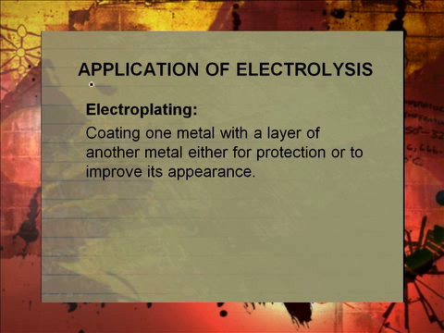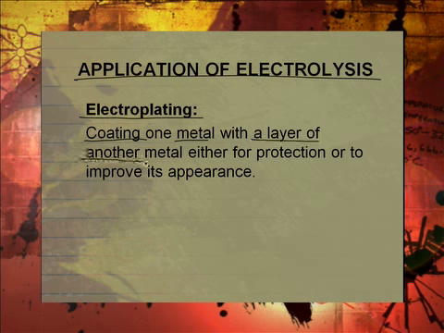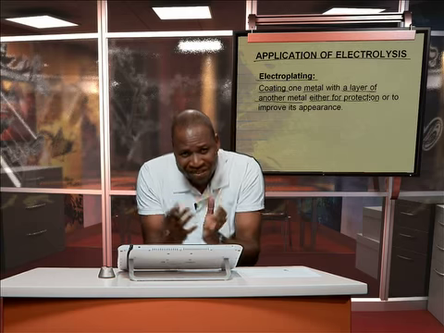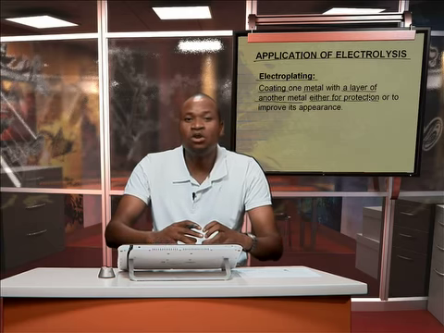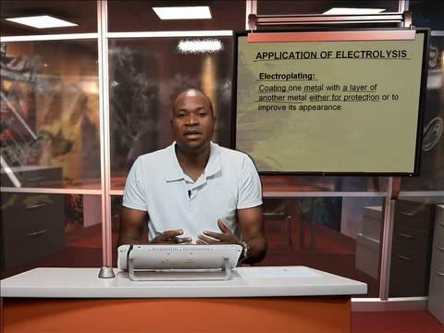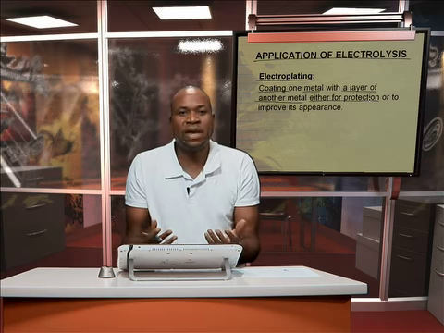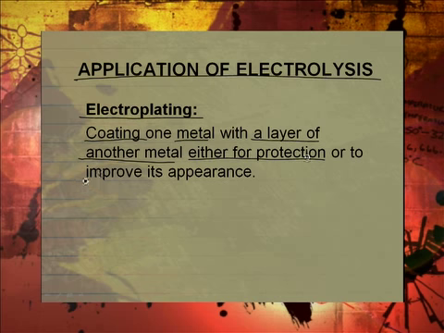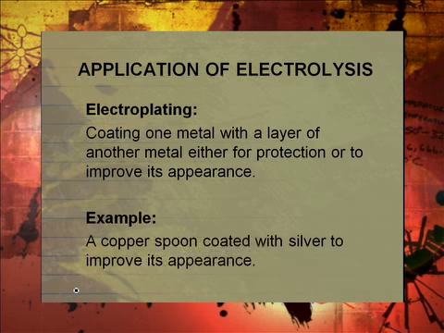Okay, one way of applying our knowledge of electrolysis is through electroplating. I like this one. Okay, what is electroplating? Electroplating is coating one metal with a layer of another metal, either for protection. So you do that because you want to preserve this, you want to protect it, you want it to have a longer lifespan, or you want to improve its appearance. Okay, let's see how it works.